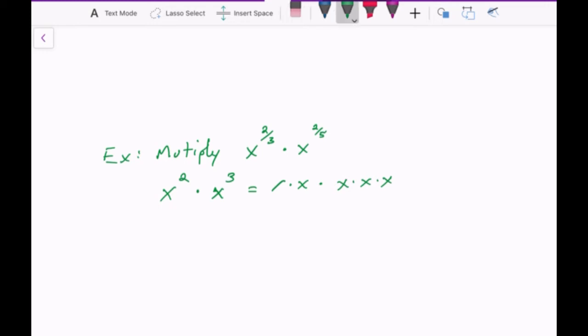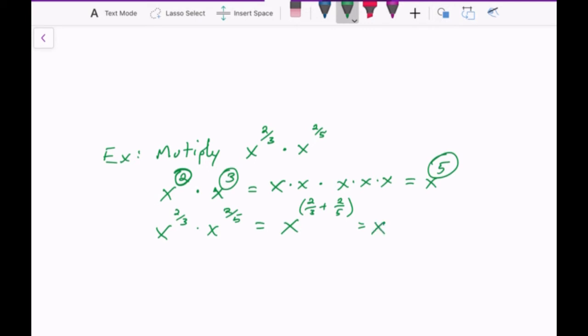and if I get rid of these parentheses, that's really x to the fifth. So if you look at how I went from x to the second and x to the third to x to the fifth, that tells me I must just add those exponents together. So now when you go back and solve the original problem, you know that you just have to add those exponents together. So in other words, the original problem would equal x to the, and I'll put this in parentheses, 2/3 plus 2/5. Now to solve this, you have to remember how to get common denominators.